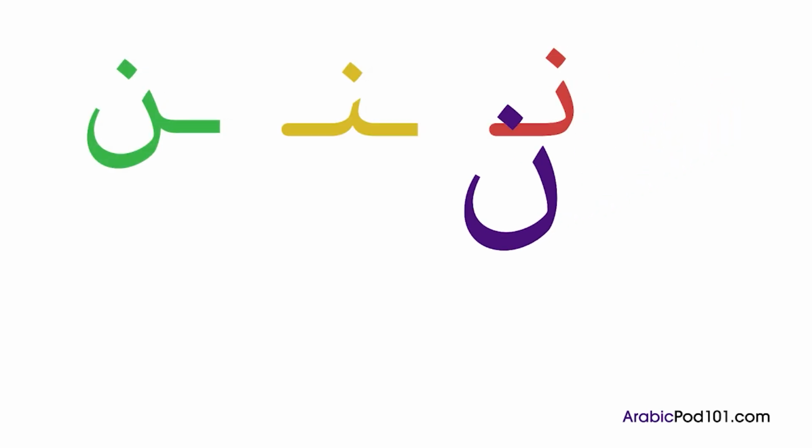Now let's see the next letter. It's Noon. We learned Noon at the beginning of the series, together with Alif, in order to form Ana. Do you remember what Ana means? Right, it means I. The Noon sounds just like the English N. Let's remember how to write it together. Noon.